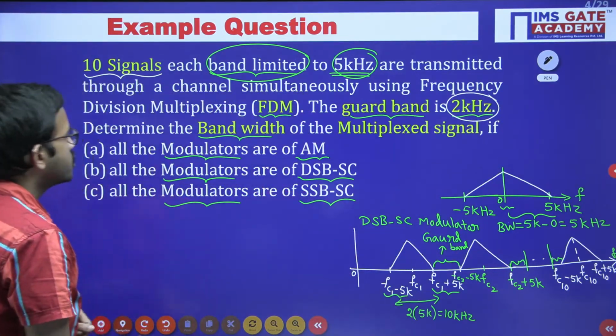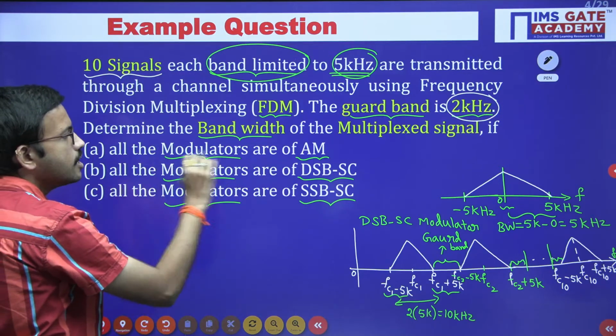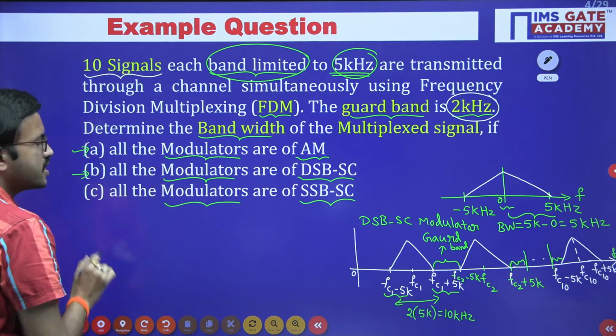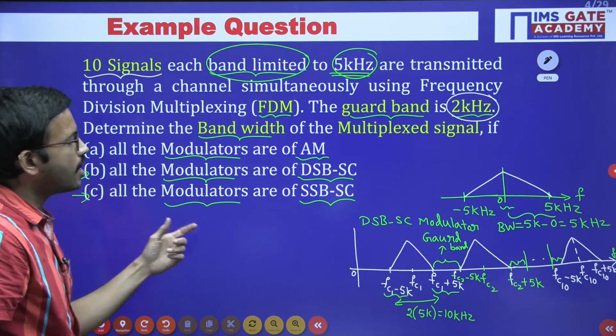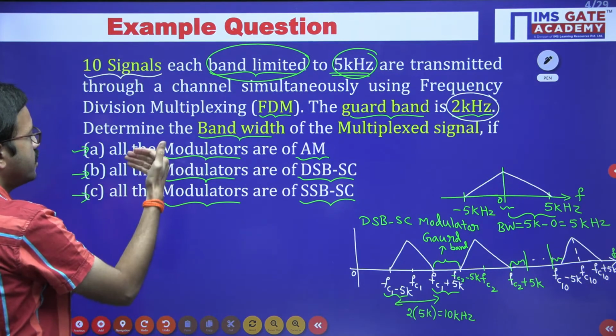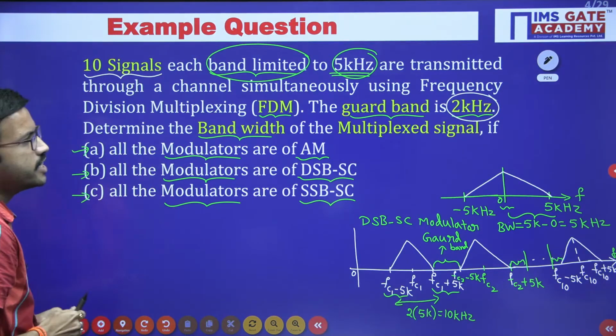Now in this question they have mentioned that all the modulators are AM. This is part 1. In the second part, all the modulators are DSBSC, and in the third part, all the modulators are SSBSC. So now let us solve this question for every case.